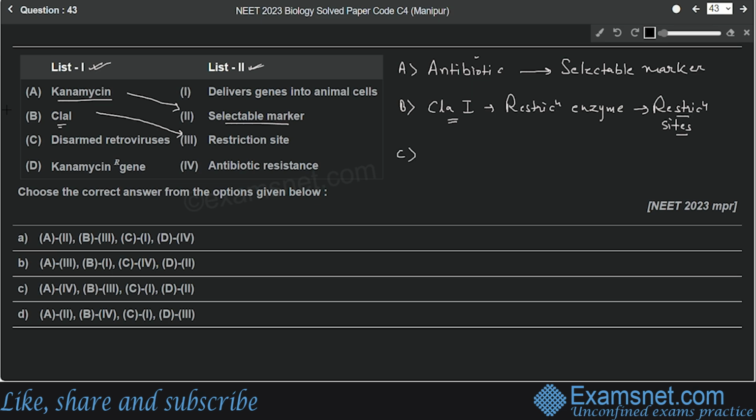Then C, disarmed retroviruses. So disarmed retroviruses are often used as vectors in genetic engineering. Okay, these are used as vectors to deliver genes into the animal cells, during gene therapy. Now why are they disarmed? So that they are made safe for use in humans and animals. Okay, so the correct match for C will be the first one. It delivers genes into the animal cells. Okay, it is used in gene therapy.